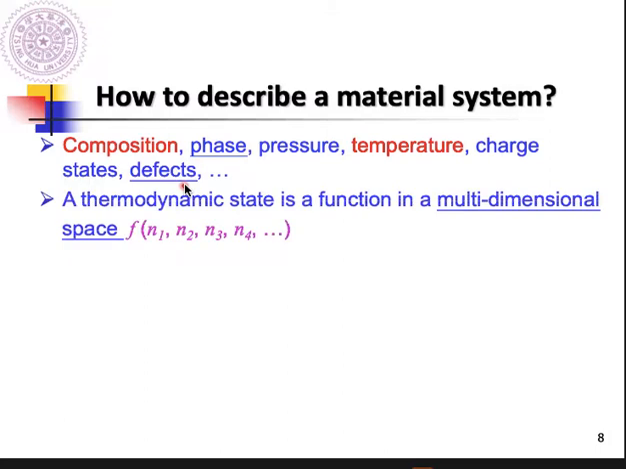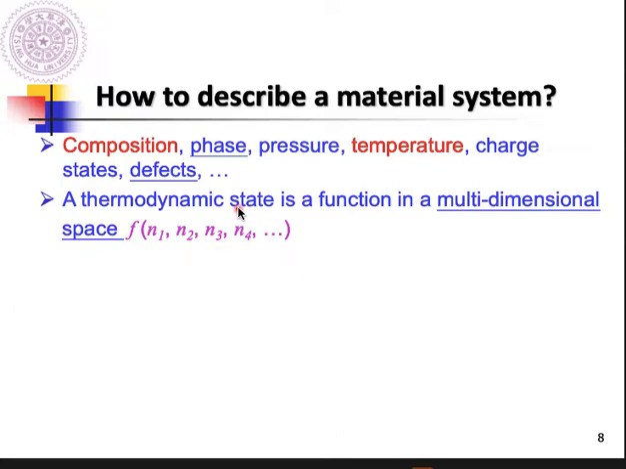But the thermodynamic state: what's the relationship between the material system and thermodynamics? A thermodynamic state is a function in the multi-dimensional space. This means F is the thermodynamic state function. This thermodynamic state function can be changed by different parameters, including N1, N2, N3, N4, which can be the composition, pressure, temperature, charge state, or something else. So F means the thermodynamic state function.